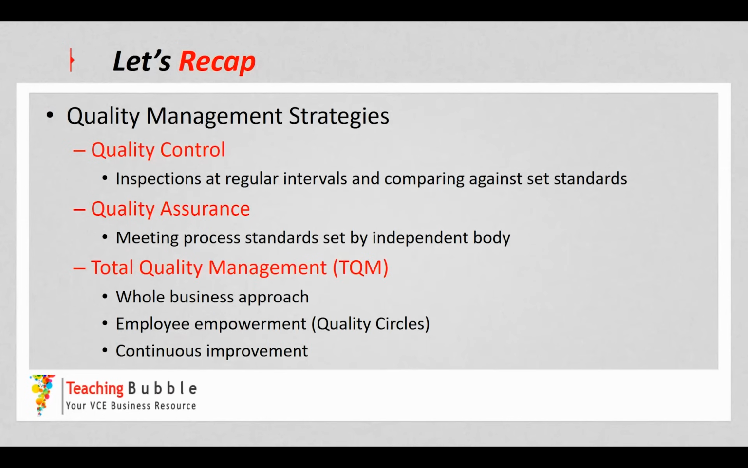Now, just to recap the quality management strategies that we went through today, are quality control, which is where the business conducts inspections at regular intervals and compares the results of those against set standards and takes corrective action where necessary. Also, quality assurance, where the business meets process standards set by an independent body and they can receive a tick of approval and put that on their particular product, which helps give the business's customers real reassurance that it's a high quality product that they are receiving. And also total quality management, which is a whole business approach to quality based on three key principles where every employee is involved: employee responsibility, employee empowerment, where they get in quality circles to come up with ways to solve problems around quality, and also continuous improvement.